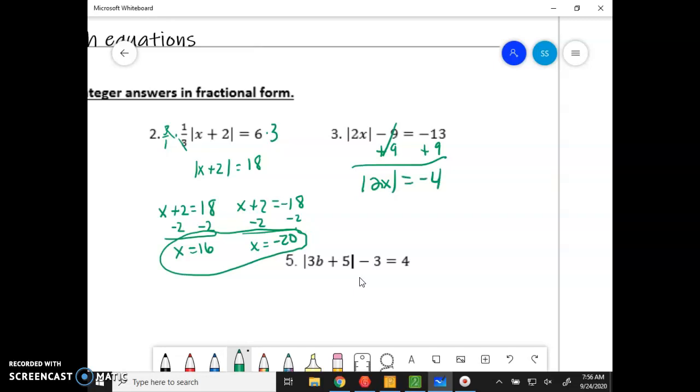Now I move on to step 1.5, which is determine if there will be a solution. Well, we've got absolute value equaling a negative number. This is not possible, so we put no solution, and we're done with this problem. Okay? All right, moving on.